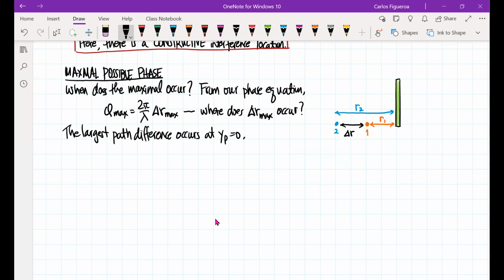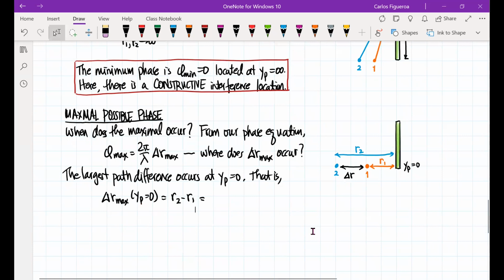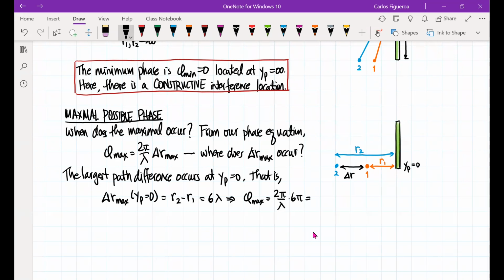So what I'm really saying here is that delta R max at yp equal to 0, and remember this is yp equal to 0, that's got to be R2 minus R1. But remember how we defined R2. R2 was 26, R1 was 20, but we already defined what our delta R was, and we said up here that that was 6 lambda. So this path difference here is 6 lambda, which then tells me that the largest possible phase here is then going to be 2 pi over lambda times 6 lambda, which then gives me 12 pi, and that's the largest possible phase right there.